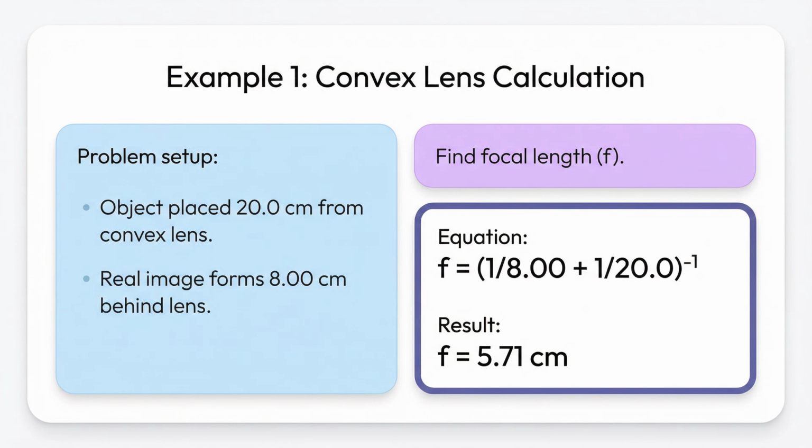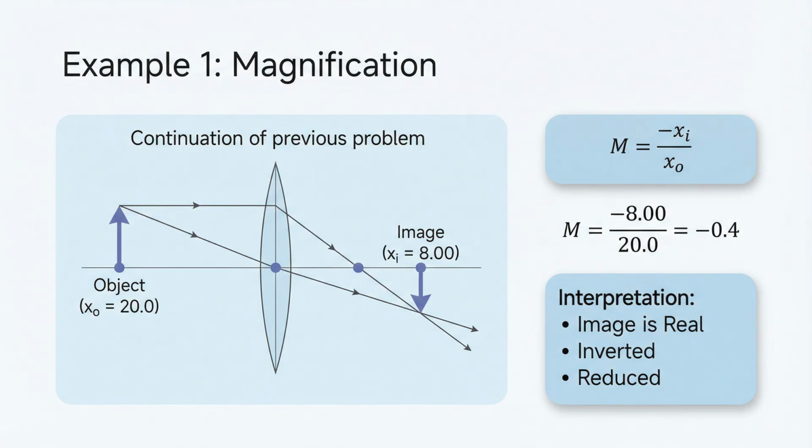Let's try a quick example. Say we have a convex lens. We put an object 20 centimeters away, and a real image forms 8 centimeters on the other side. We plug those into our thin lens equation, 1/8 plus 1/20, take the inverse, and we get a focal length of roughly 5.71 centimeters.